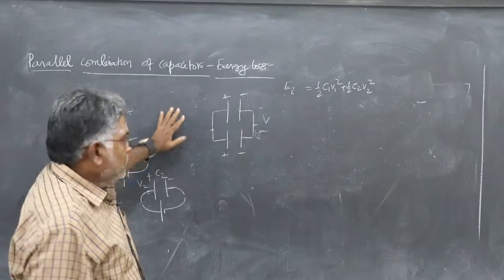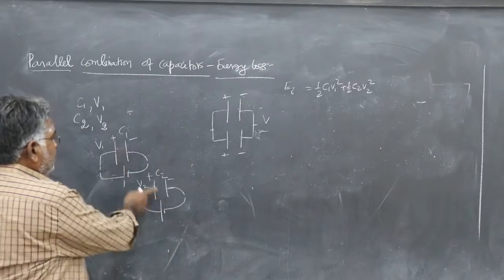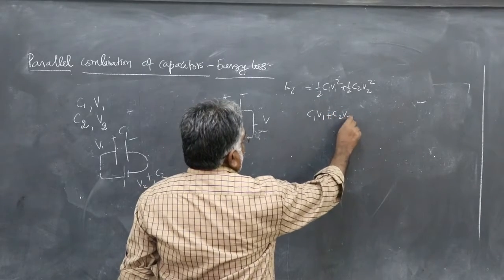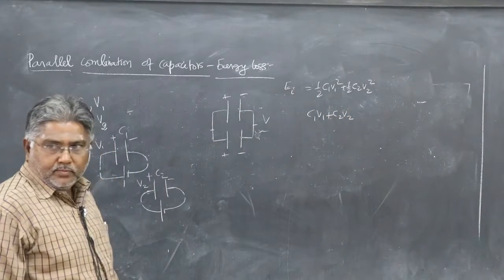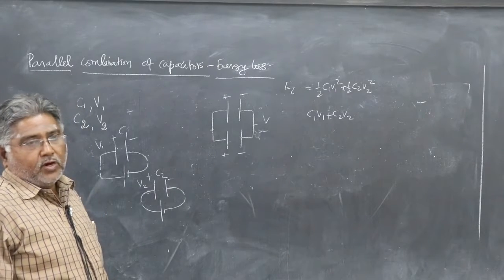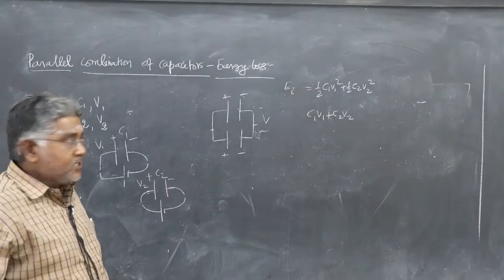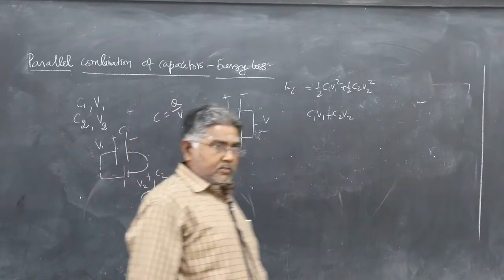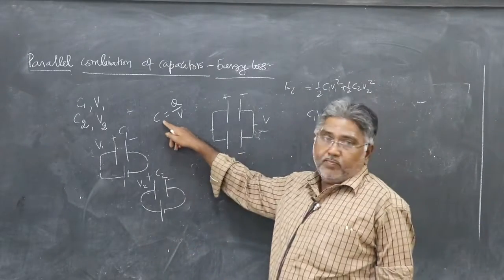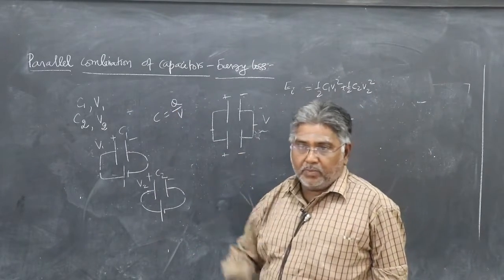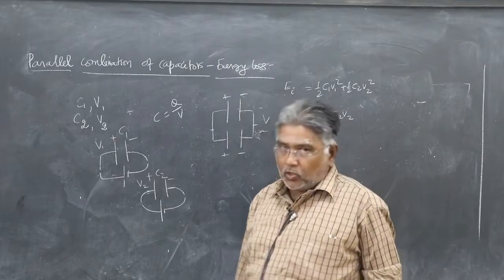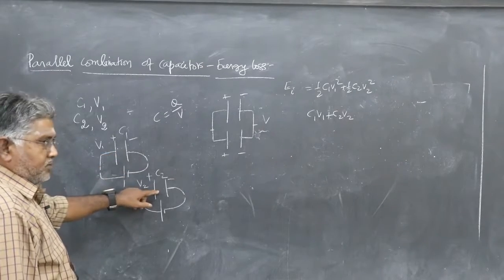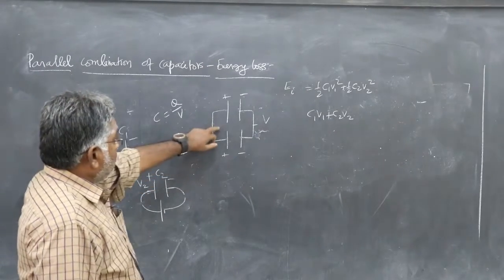Okay? So what is the total charge here? C1 V1 plus C2 V2, total initial charge. Formula for charge is CV, or capacitance is defined as Q by V. Capacitance is defined as the ratio of charge to potential difference between the plates. So Q is CV. So charge in this plus charge in this, that should be equal to charge in this combination.